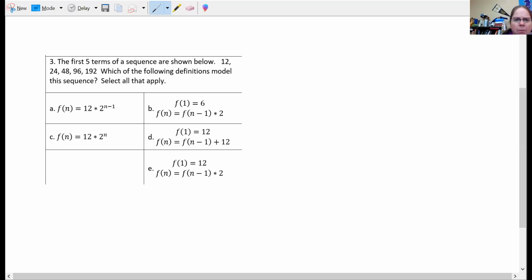And I've got this broken up into kind of 2 places. We've got explicit on the left and recursive on the right. This is select all that apply.